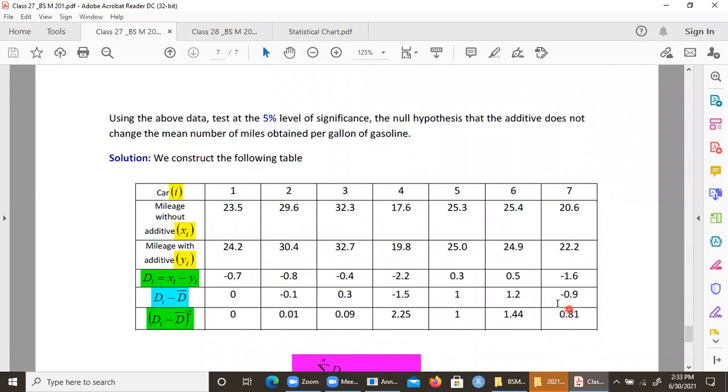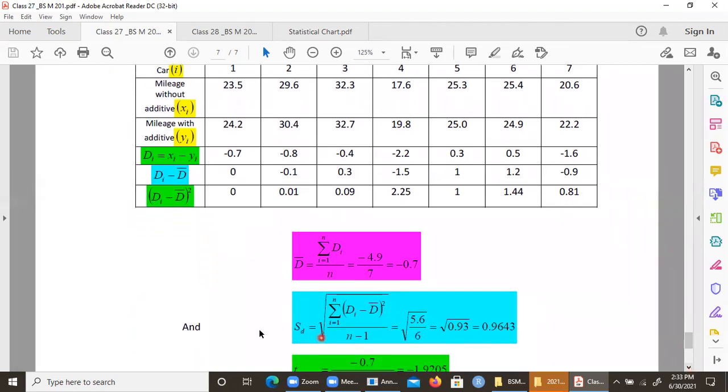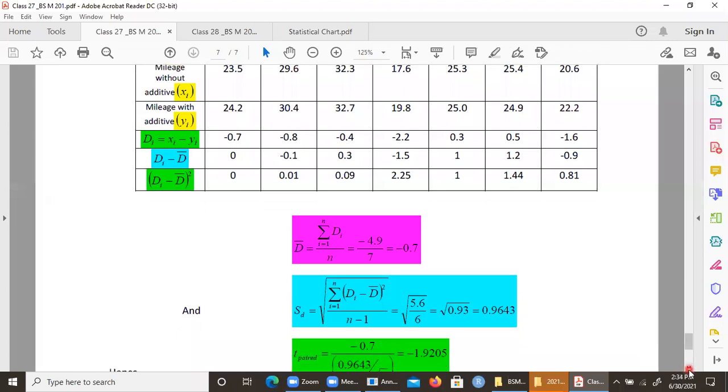It's a formula. From this di section we can calculate d bar, and from this di minus d bar whole square section we can calculate the sample standard deviation. And remember, whenever you calculate this sample standard deviation, you always divide by n minus 1, because it correctly estimates the population standard deviation. So the degree of freedom of the formula given above is also n minus 1.